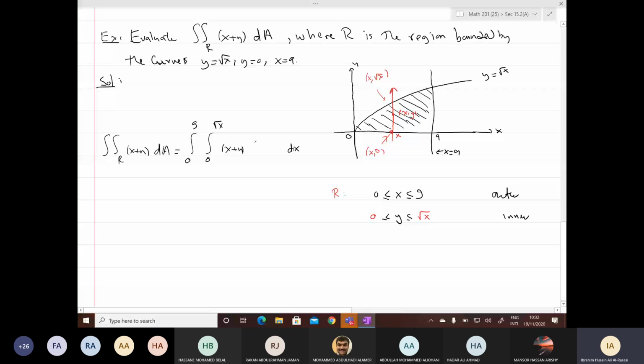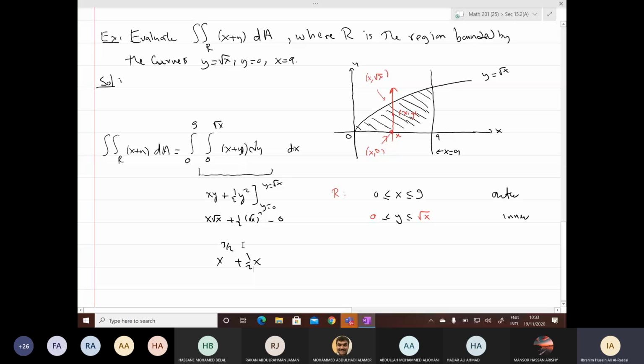Now you evaluate. Evaluation is as usual. You start with the inner, then the outer. Now here we integrate with respect to y. The integral of x with respect to y is x y, plus the integral of y with respect to y, which is half y squared, from y equals 0 to y equals root x. And these are the limits. Substitute y with root x, so here x root x plus half root x squared minus 0. So this becomes x^(3/2) plus half x. This is the value of the inner integral.